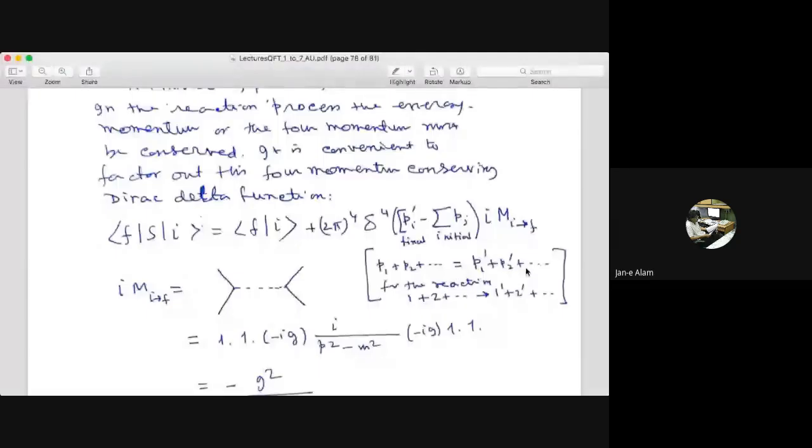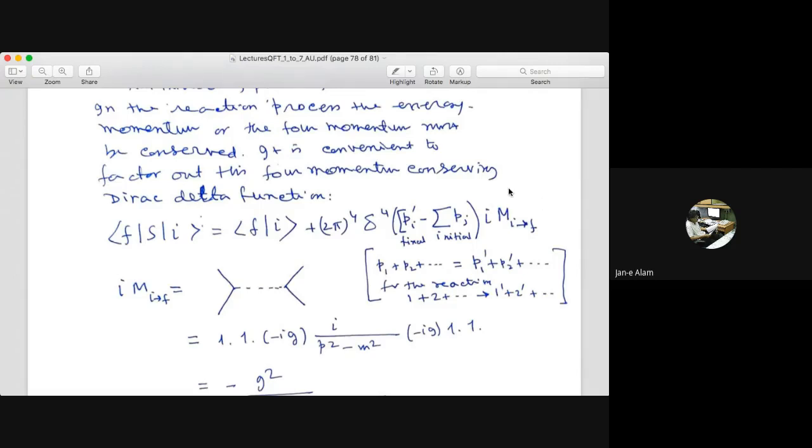For 1 plus 2 plus many particles going to many particles, the addition of all the 4-momenta on this side must be equal to the addition of all the 4-momenta on that side. So I can represent this by a 4-dimensional Dirac delta function, because these are all 4-momenta, covering 1 energy conservation and 3 momentum conservation. This delta function tells me that all the energy and momentum should be conserved, and this is the matrix element which you have got.